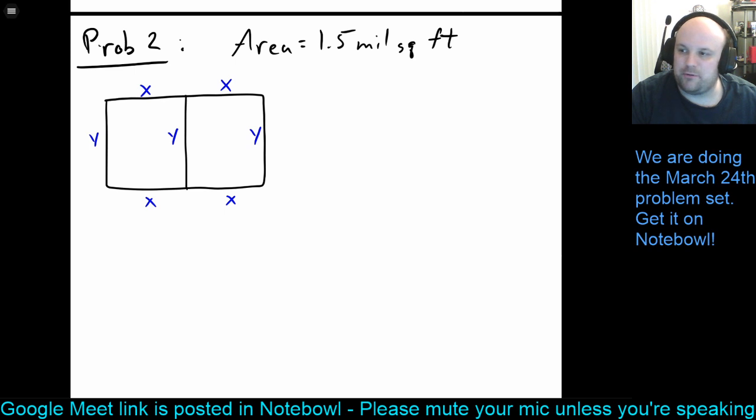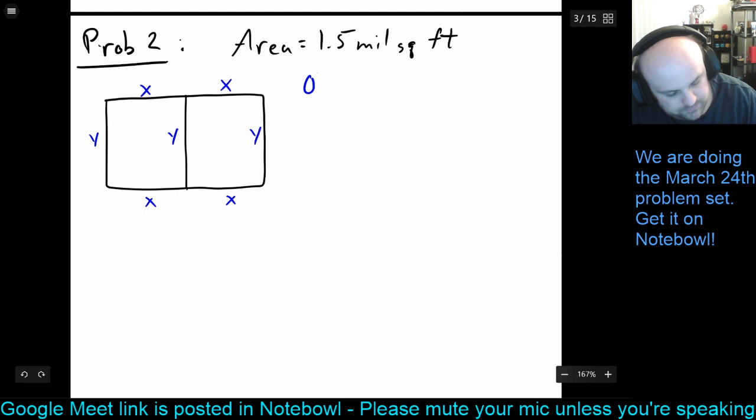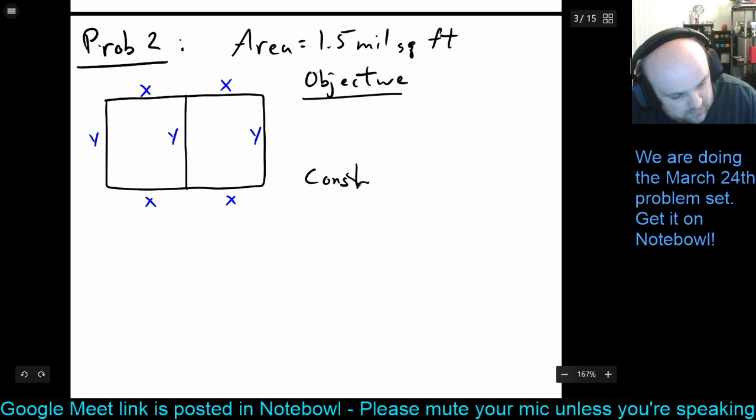And again, the important part is we're cutting it in half, so we know these two are going to be the same. It's not going to be like 2/3 X over here and 1/3 X over here. Okay. So now's when we need to start figuring out some objective and constraint functions. So objective and constraint.